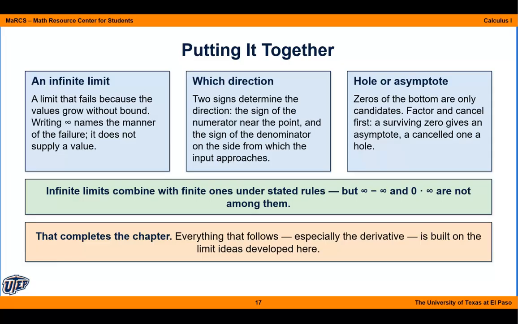Factor and cancel first. A zero that remains in the reduced denominator gives an asymptote when the reduced numerator is non-zero, while a canceled factor produces a hole. Infinite limits can be combined with finite limits under the stated rules, but indeterminate forms such as infinity minus infinity and 0 times infinity require separate analysis. That completes the chapter. Everything that follows, especially the derivative, is built on the limit ideas developed here.